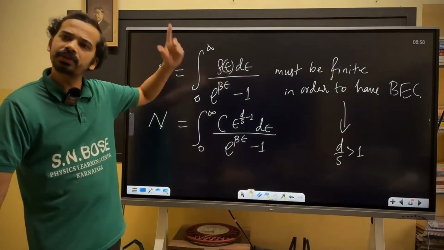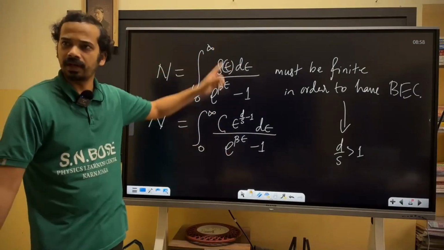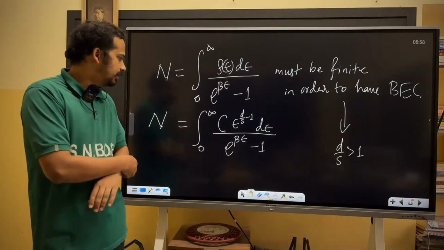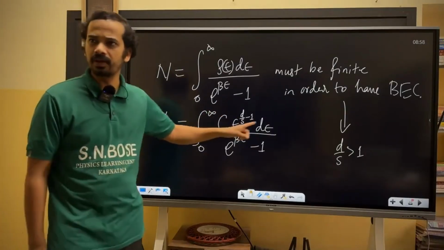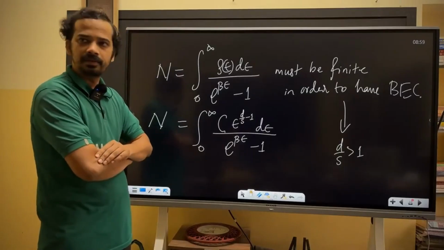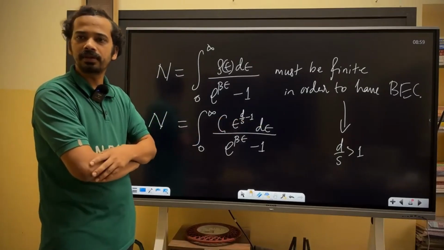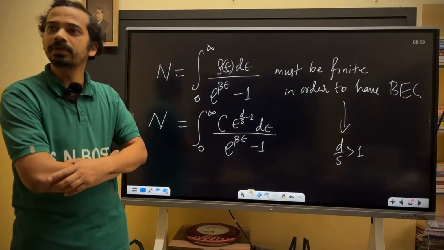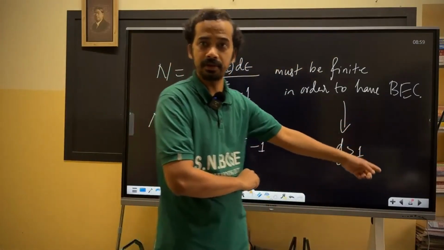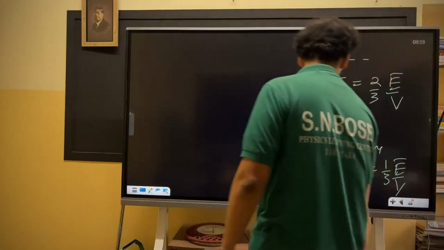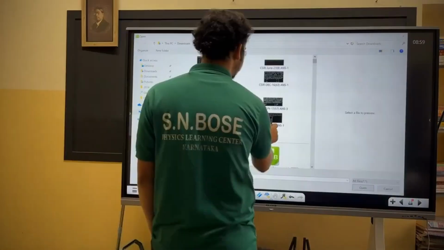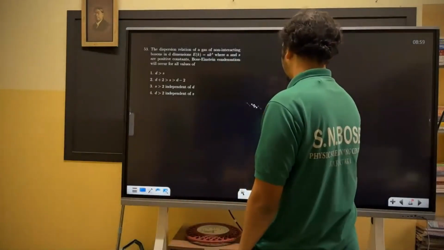This was given in one old CSIR NET exam. I'm giving it almost as it is. Earlier I used the Wolfram Alpha calculator to evaluate whether it is finite or not, but now it is not available. So d by s must be greater than 1 in order to have Bose-Einstein condensation. That question came 2 to 3 times in the 5 marks part. You check this out. I have 1 or 2 questions here, 3 questions in CSIR NET.